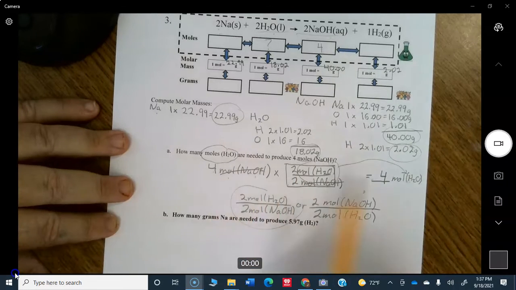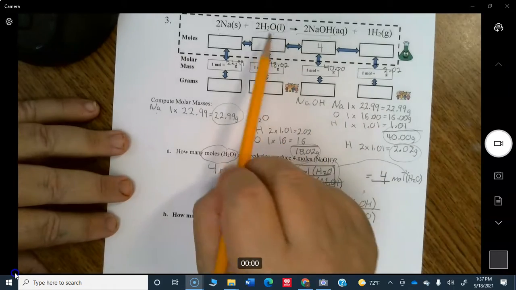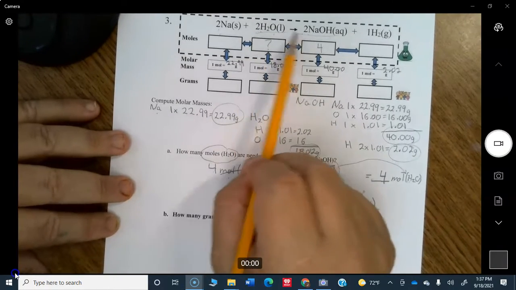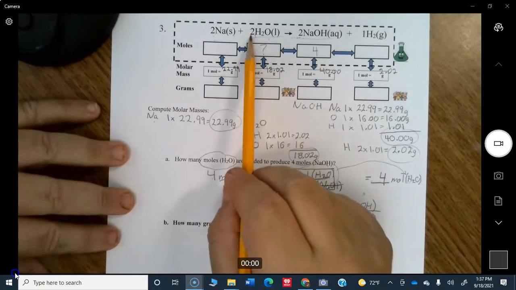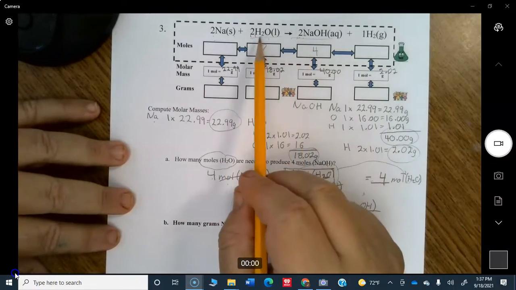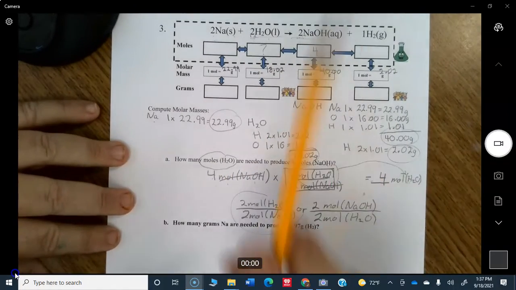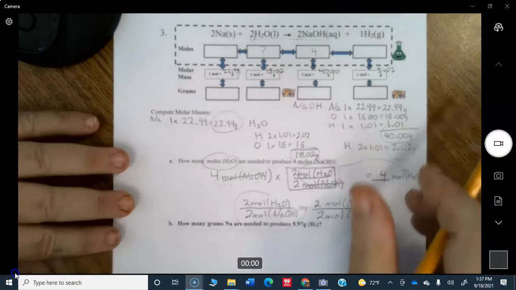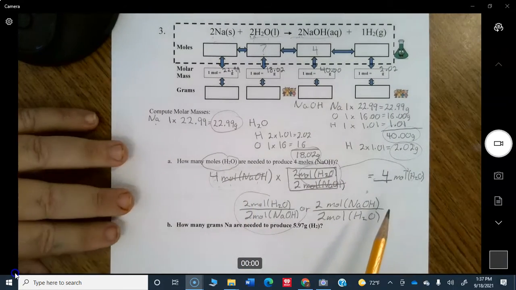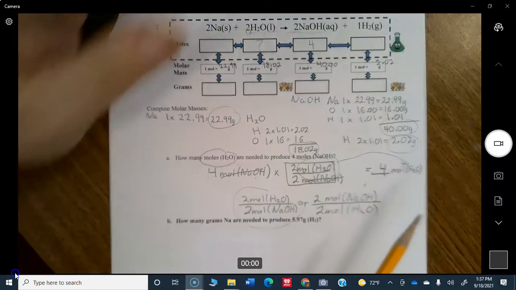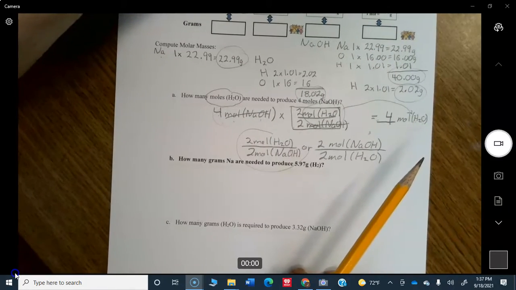So 4 moles of NaOH from 4 moles of H2O. So you see up here, it's a 1-to-1 relationship. If the number's the same, you still call it a 1-to-1 relationship. There's 1 mole of this for every 1 mole of this. There's 2 moles of this for every 2 moles of this, okay? So it's still called a 1-to-1 relationship. So you're going to end up with an equal number of moles of NaOH, equal number of moles of H2O. Okay? All right. B, you will solve yourself.